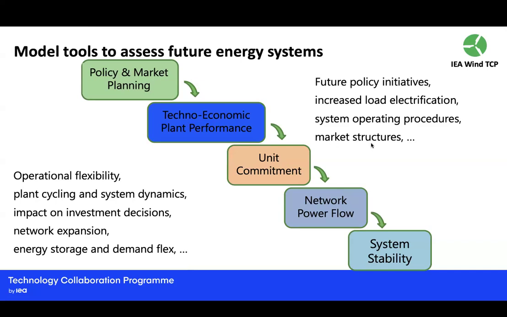So you often start with this sort of policy market planning, long-term modeling, where what is nice is you can include also other energy sectors and what's happening there. And then you would go more into detail in the power system techno-economic plant performance, unit commitment, economic dispatch. You would actually run the operational year or many years, and then you would go more into detail in your transmission network, look at the power flows, and then finally also check the stability. Often it is done in some studies all the way down to system stability, and the system operators need to do this.